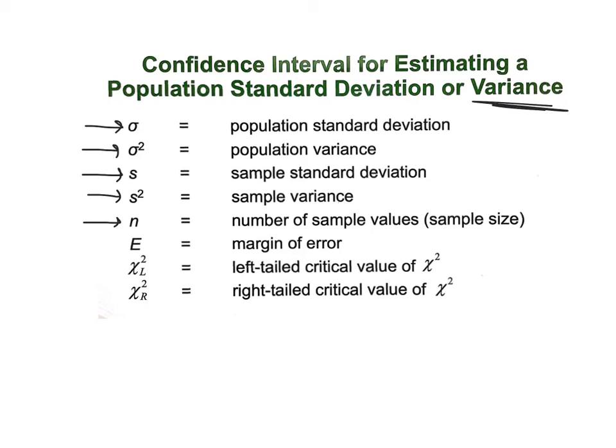Little n is the sample size. E is margin of error, like it always has been. Chi-squared with a little l subscript is the left critical value. Chi-squared with a little r is our critical value to the right in a chi-square.